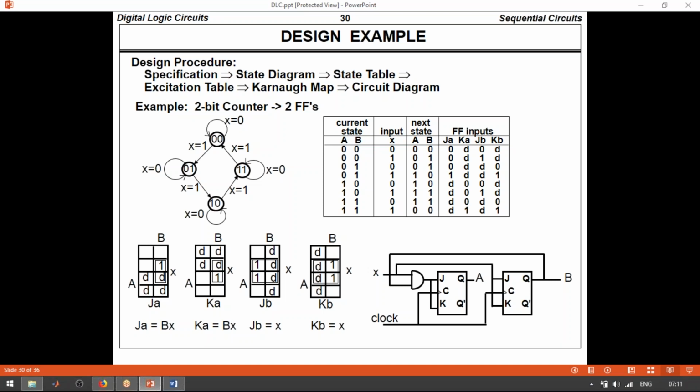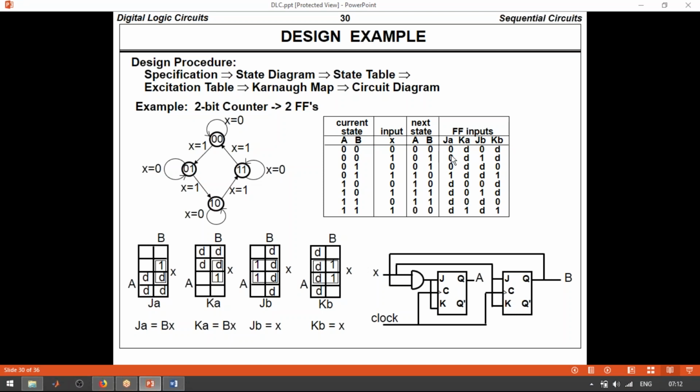Okay. That is called an excitation table. So this is a state table. That means you have the current state, input, and next state. So in the excitation table, this is the input we are defining from the state table. So here, if you are considering 0 0 0, then 0 D.